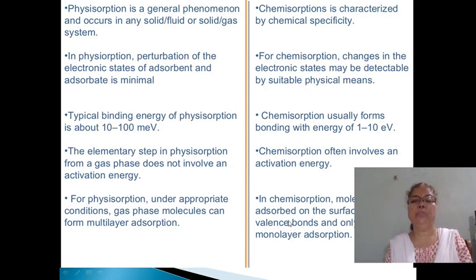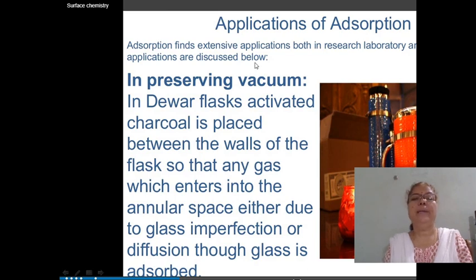In case of chemisorption, molecules are adsorbed on the surface by valence bonds only. They form a monomolecular layer. And then our next point is adsorption isotherms. And the last point of this chapter is the applications of adsorption. We will see later on. Thank you.